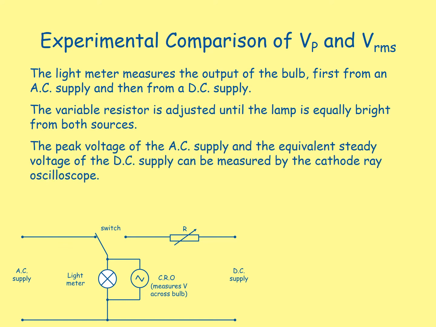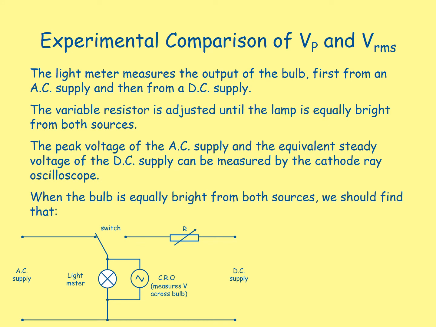The peak voltage of the AC supply and the equivalent steady voltage of the DC supply can be measured by the cathode ray oscilloscope. When the bulb is equally bright from both sources, we should find that our peak voltage equals root 2 times our voltage in DC. But our voltage in DC is equal to our RMS voltage. Therefore, our peak voltage is equal to root 2 times our RMS voltage.